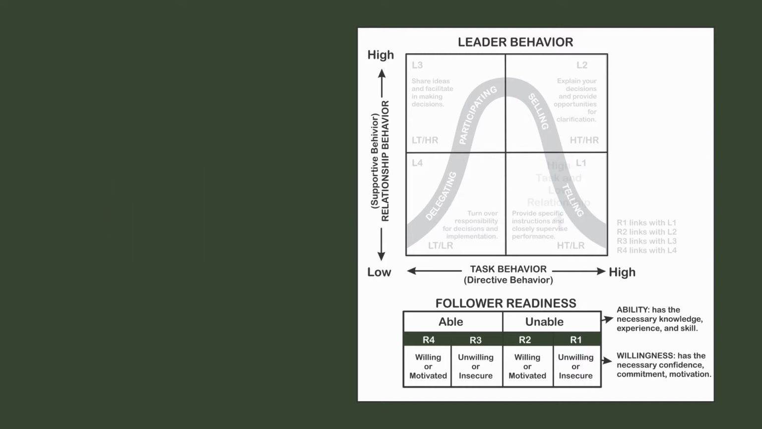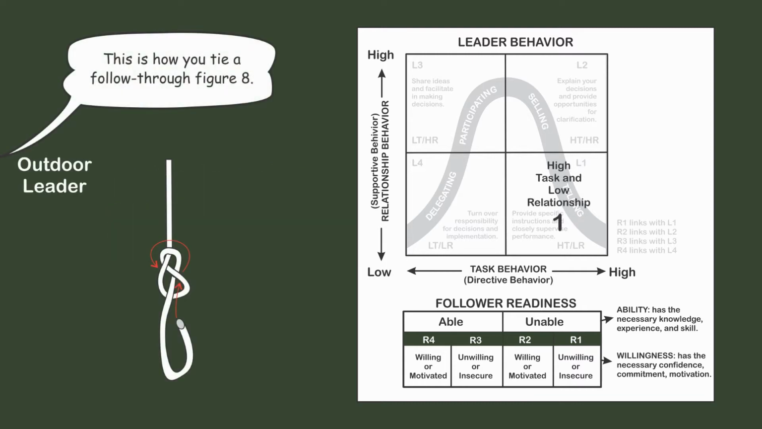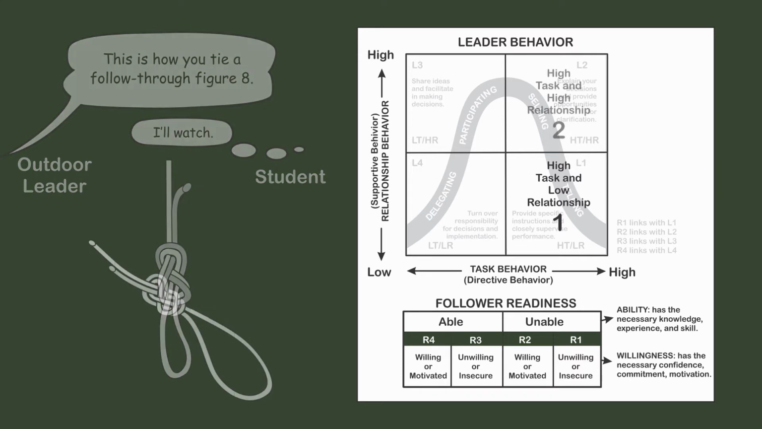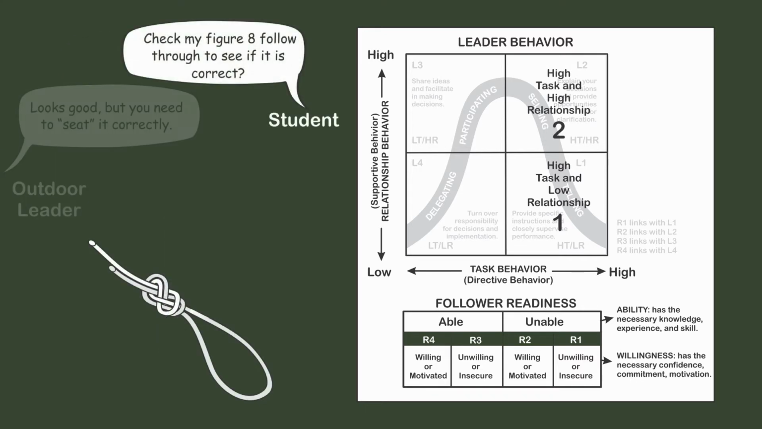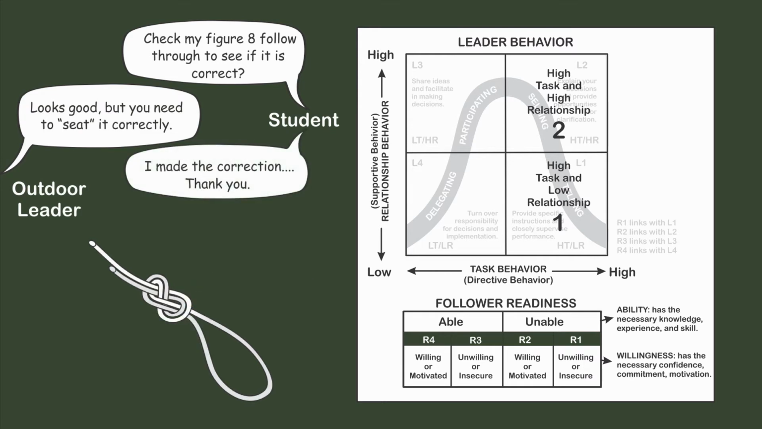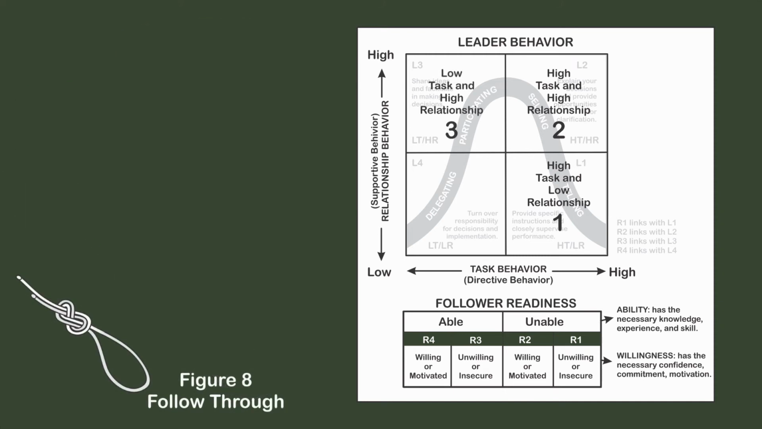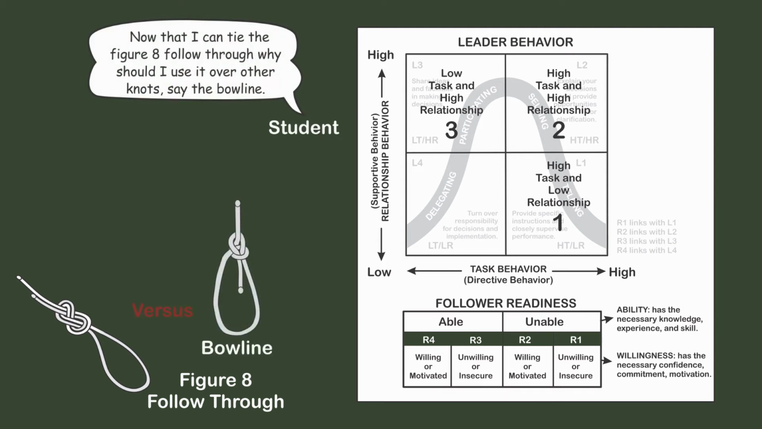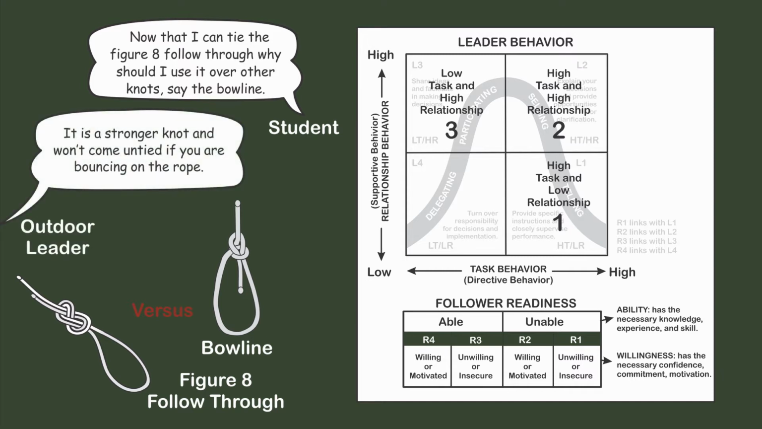These quadrants are: the first quadrant is high task and low relationship. The leader instructs how to tie a figure-8 follow-through knot while the student watches. Little communication or feedback is required at this point. In the second quadrant of high task and high relationship, the instructor provides feedback to the student on tying the figure-8 follow-through knot. In the third quadrant of low task and high relationship, the student questions the value of the knot and is unmotivated or is even insecure. The instructor communicates and provides feedback on why the knot should be used.